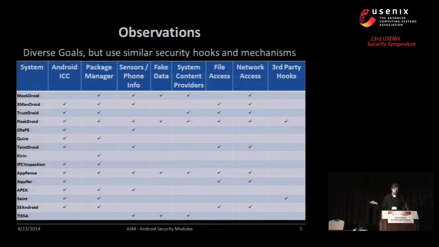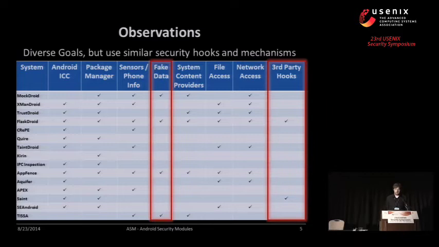One important observation here is that some of these solutions also provide the option to not only allow access or deny access by third-party applications to security or privacy critical data, but also provide fake data back to applications, which is important for privacy concerning use cases. Furthermore, several of these extensions can be extended by third-party hooks.